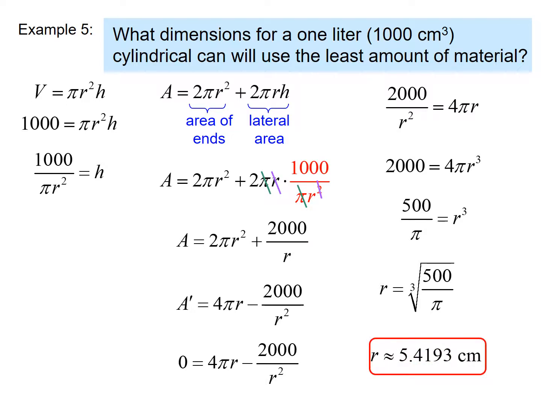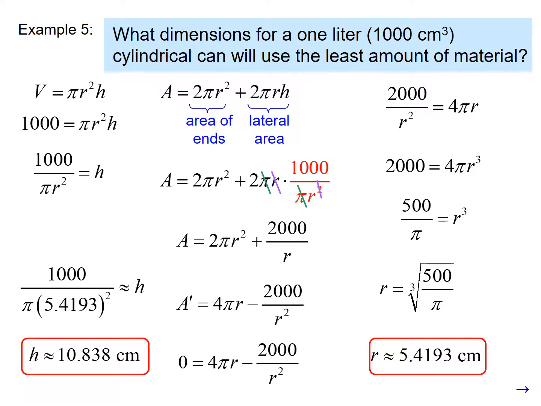So r, if we plug this into our calculator, is approximately 5.4193 centimeters. To find the height now, we have an equation that gives us h. So plug r into that equation, and we find the length or the height of the cylinder.